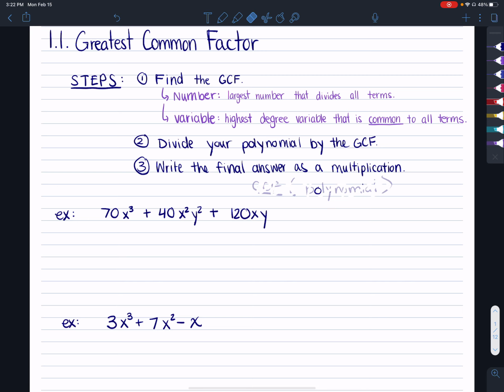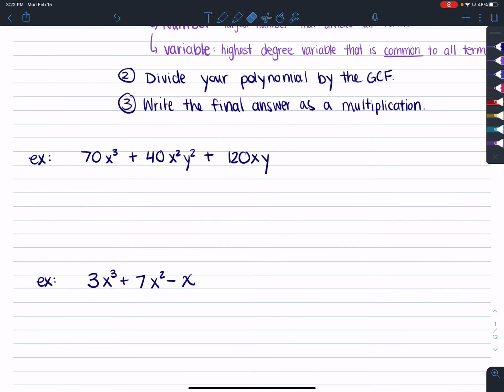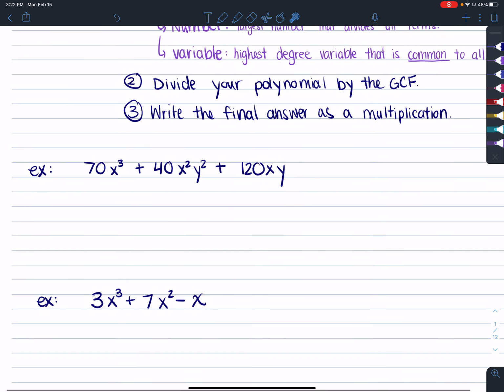Okay, so now getting into that first question. So we're doing our first step. We want to find the GCF. We're going to start with the number. So it would be a good idea to review your rules of divisibility, since that will make it a lot easier for you to identify factors very quickly.